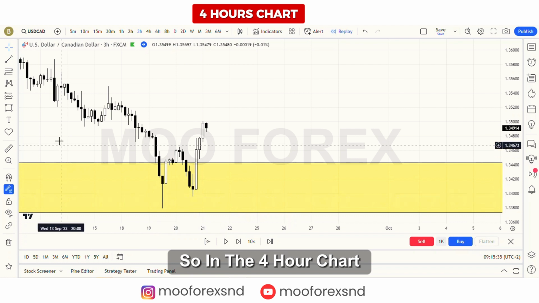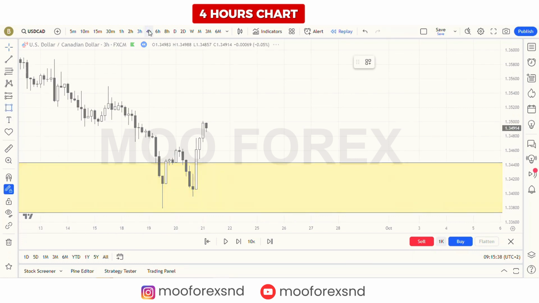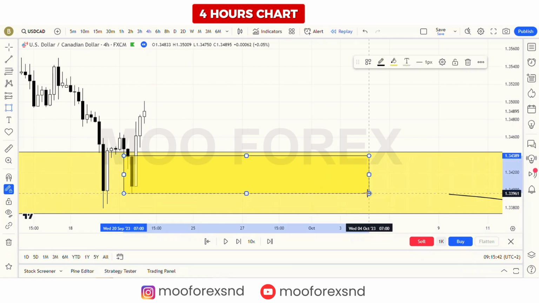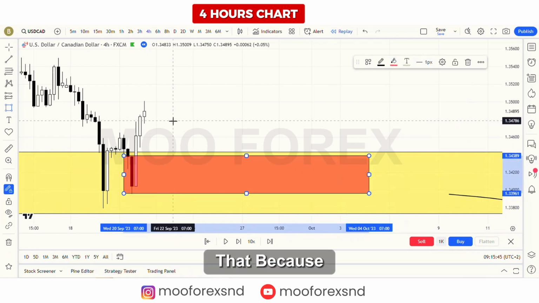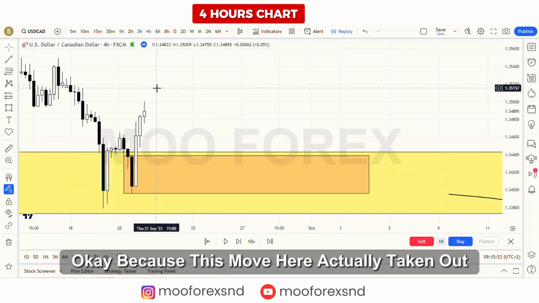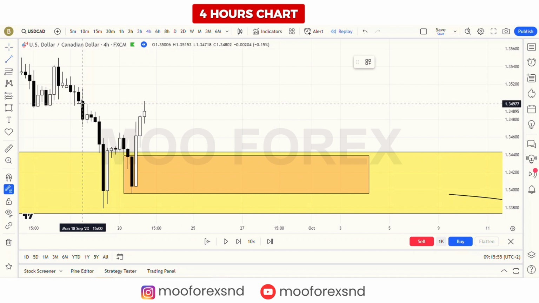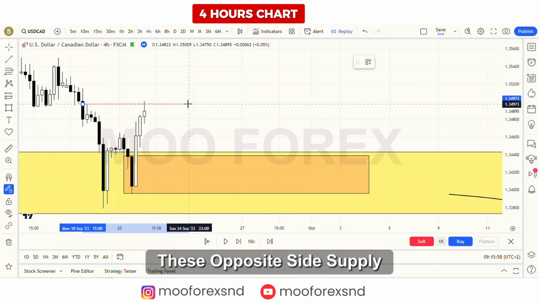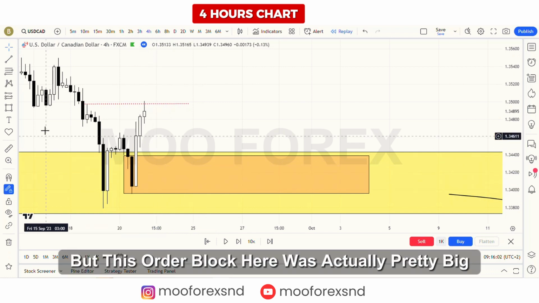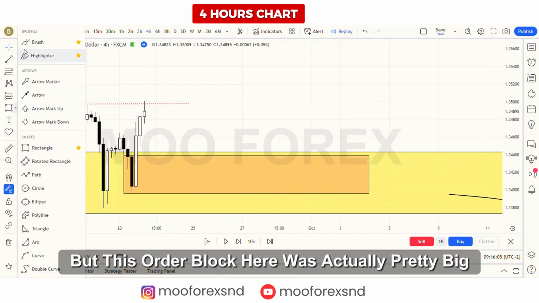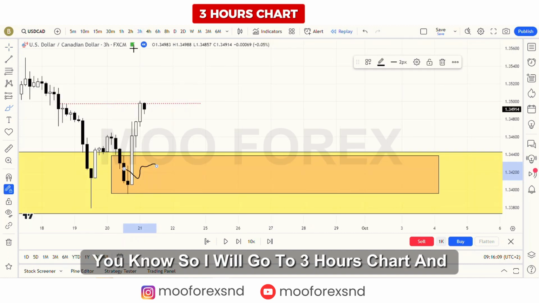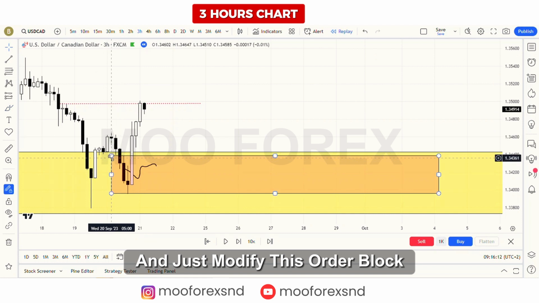So in the 4-hour chart, if we draw the order block here, this move here actually took out the opposite side supply and the imbalance was strong, but this order block here was pretty big, so I will go to the 3-hour chart and just modify this order block.